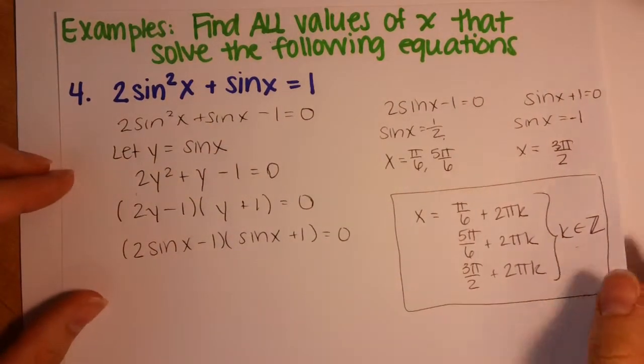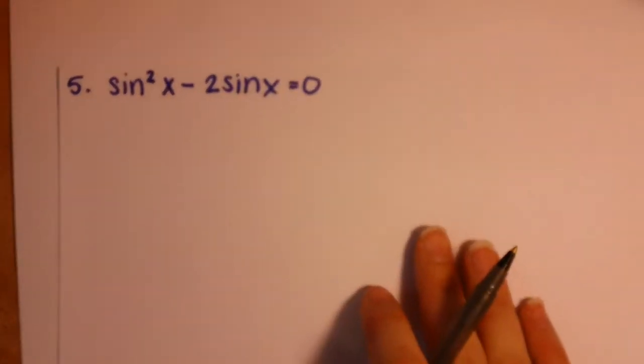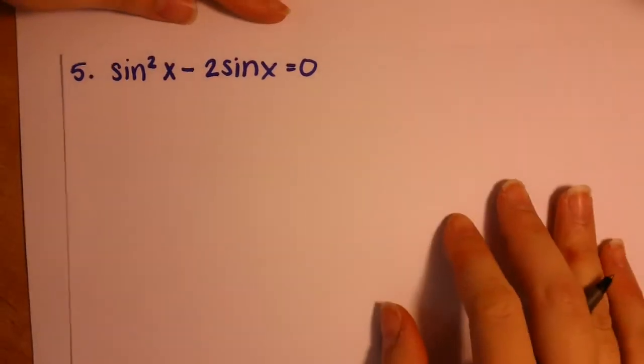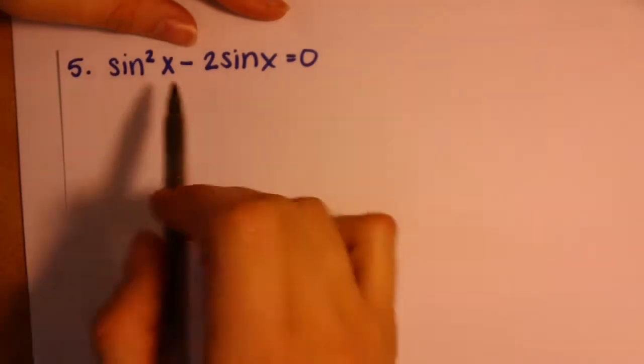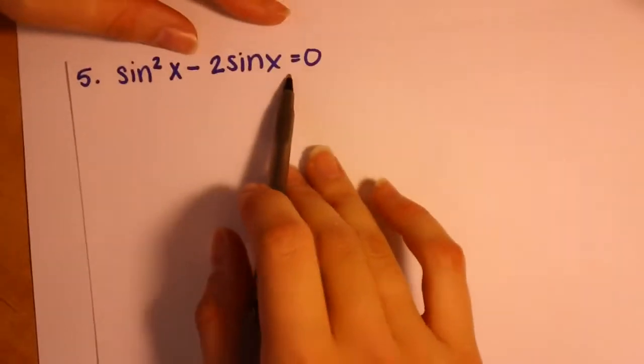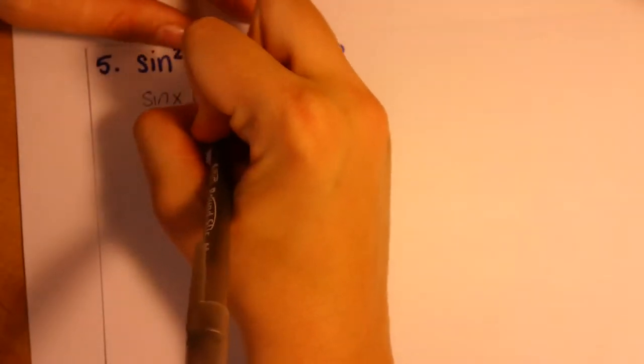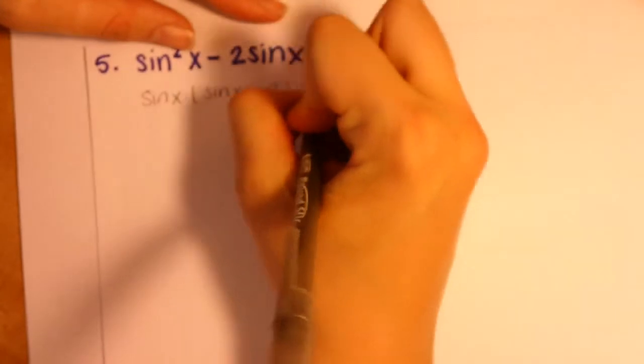So let's look at another example. We have sine squared x minus 2 sine x equals 0. So this one, our first step, we notice we have sine and sine, so you might want to pull out a sine x. Sine of x times sine of x minus 2 equals 0.